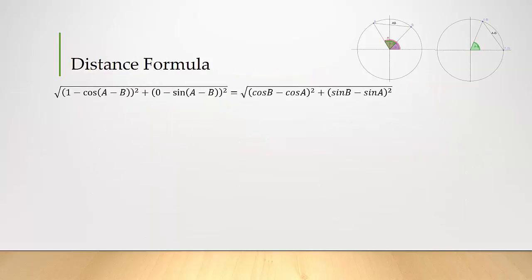So here I have the two distance formulas together. You'll see here that this distance formula is the distance between the point (1, 0) and (cosine of A minus B, sine of A minus B). So it's this chord here. And the other one is looking at the distance between the point (cosine B, sine B) and (cosine A, sine A), those two points there. And so now I have a formula relating cosine of A minus B and cosine of A and cosine of B.